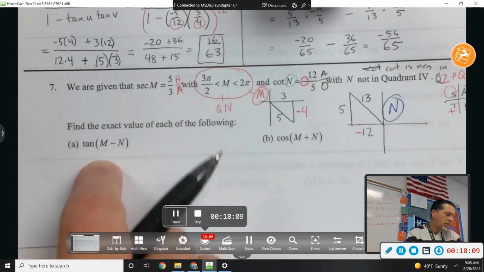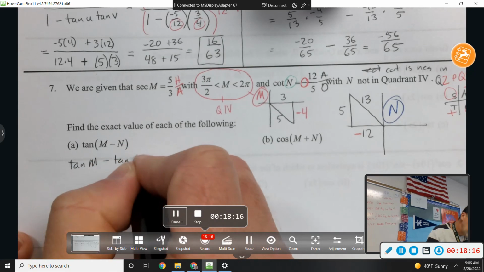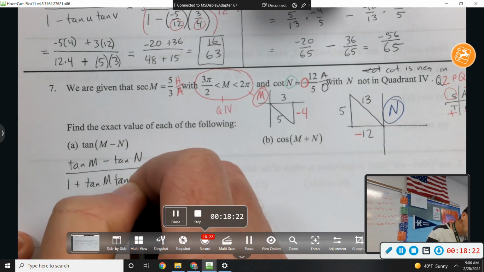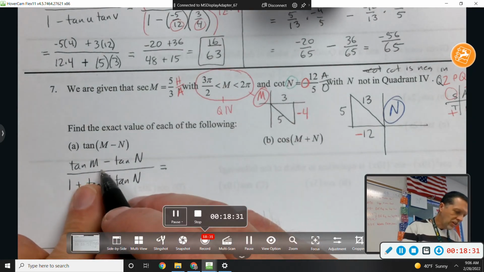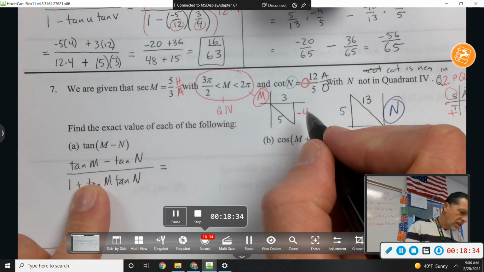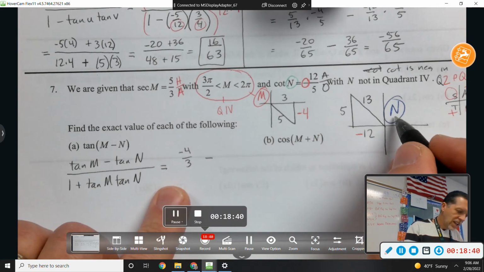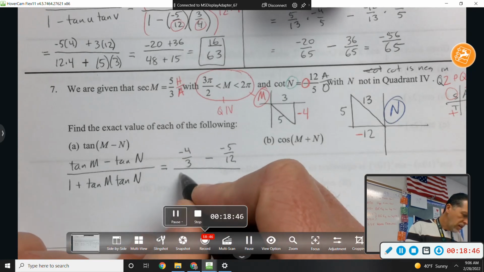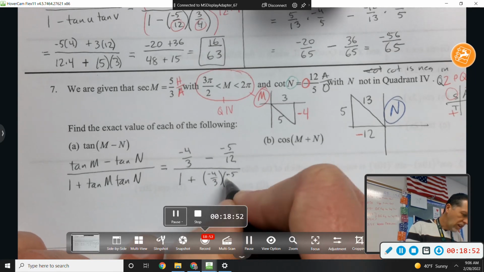Let's do just the tangent one because I'm worried about the algebra. Tangent of m minus tangent of n over 1 plus tangent of m, tangent of n. M's and n's. So very carefully, tangent of m, opposite over adjacent, tangent of n, opposite over adjacent, 1 plus those two, negative 4/3, negative 5/12.